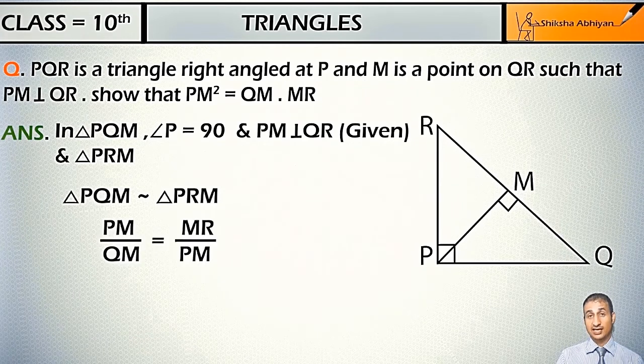So therefore I can write PM upon QM is equal to MR upon PM. So cross multiply, I will get PM square is equal to QM into MR. Move on to the next question.